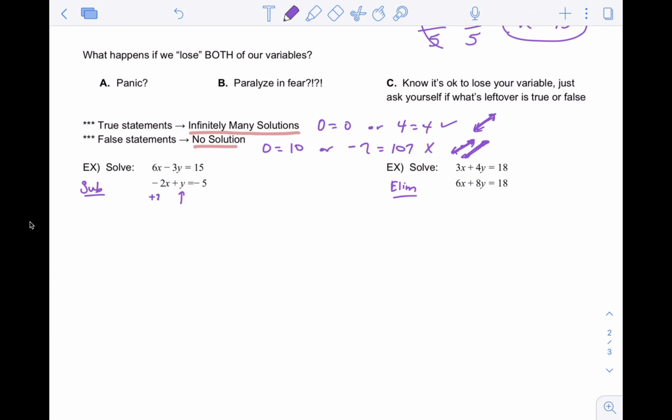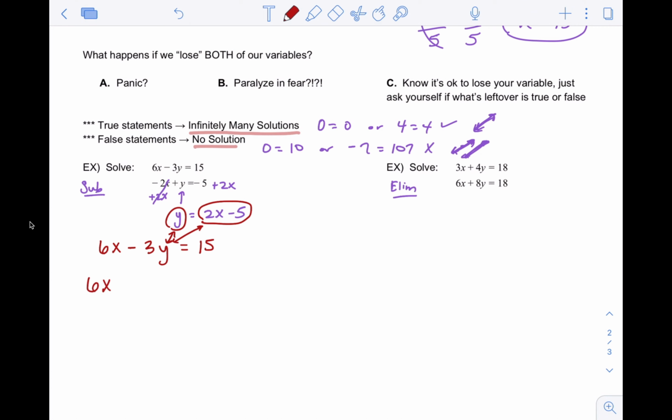So if I take 2x and I add it to the other side, I end up very quickly in slope-intercept form. Y equals 2x minus 5, or negative 5 plus 2x, same thing. So that was step 1 of substitution. What is step 2? You sub it in the other equation. So my other equation is 6x minus 3y equals 15. And since this is what y equals, when I see that y, I'm putting 2x minus 5 in its place.